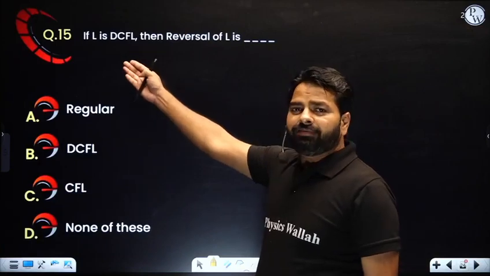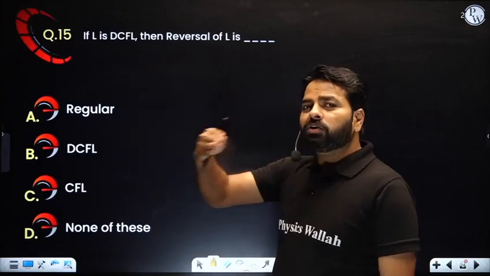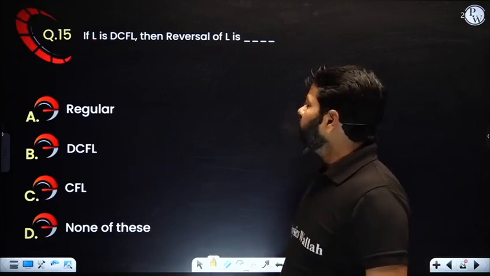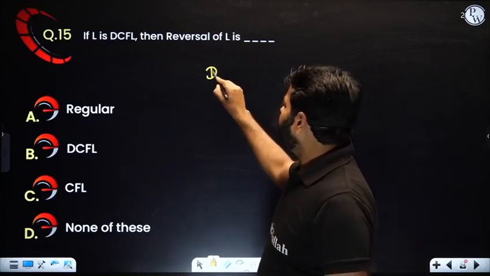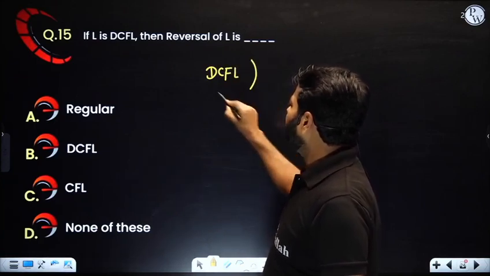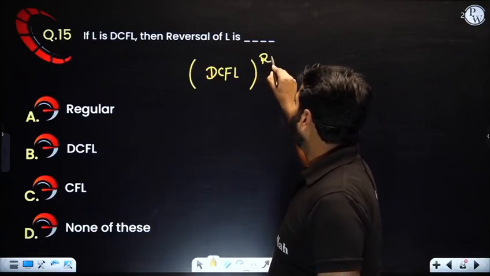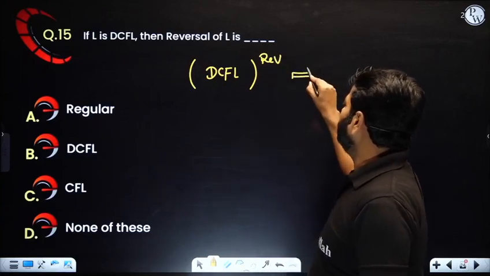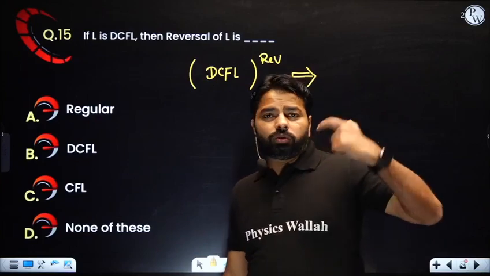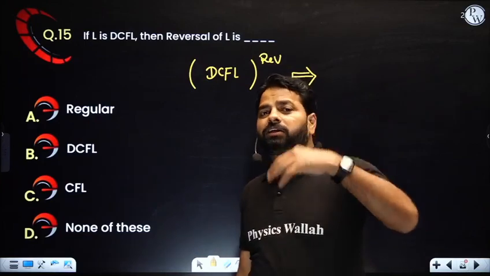If L is DCFL, then what is the reversal of a DCFL? Very interesting question. You have some DCFL and you are performing its reversal. What happens? Will you get a DCFL? Do you have any algorithm to do the reversal concept on the DPDA?